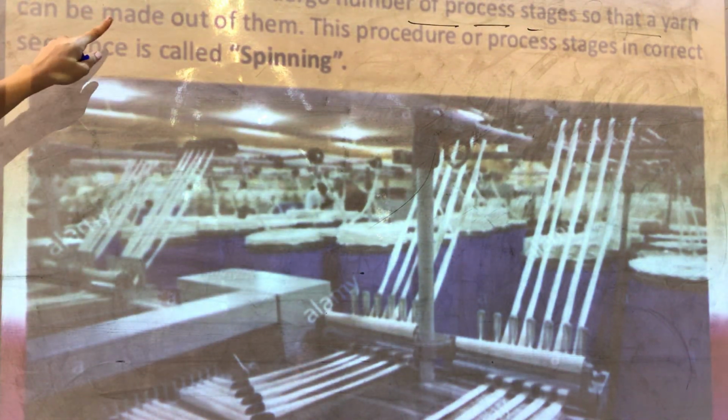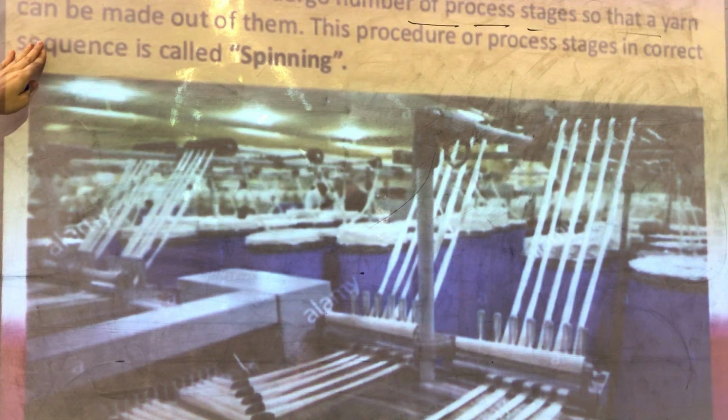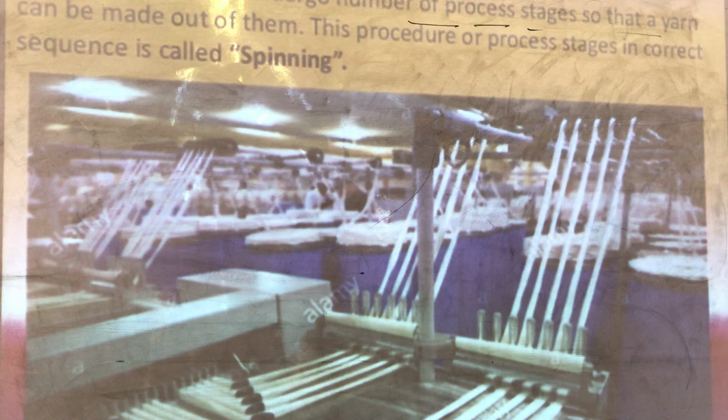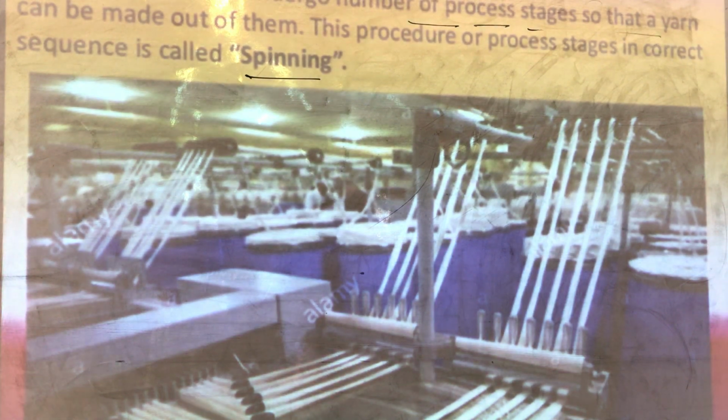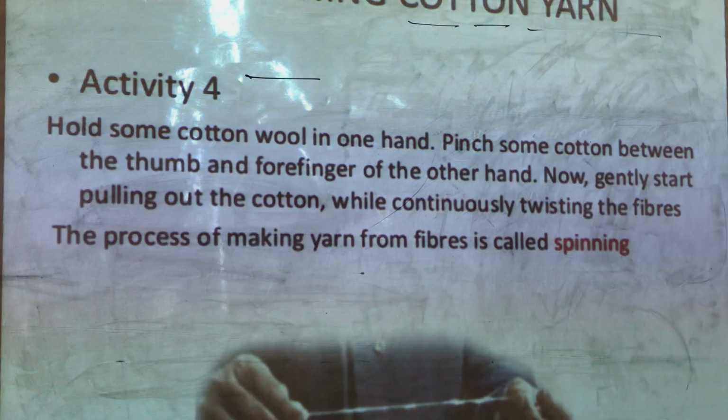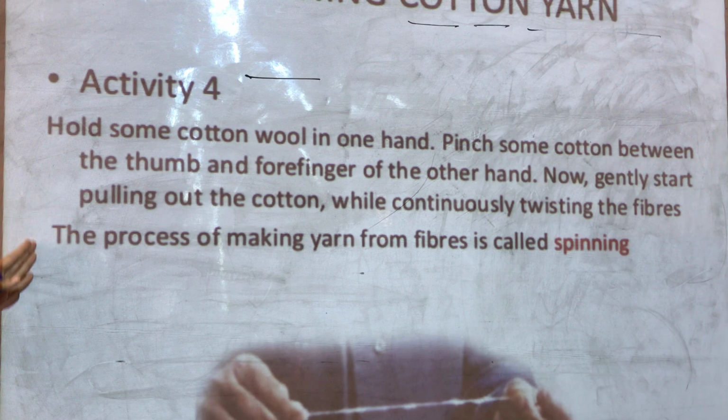Because the staple fiber should undergo a number of process stages so that a yarn can be made out of them. This procedure or process stage, in the correct sequence, is called spinning. So spinning is making yarn out of cotton balls. So this is the activity that I am giving you.